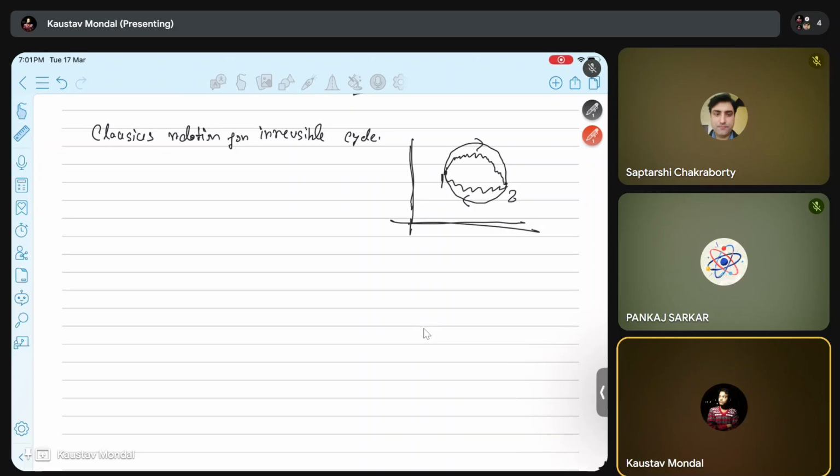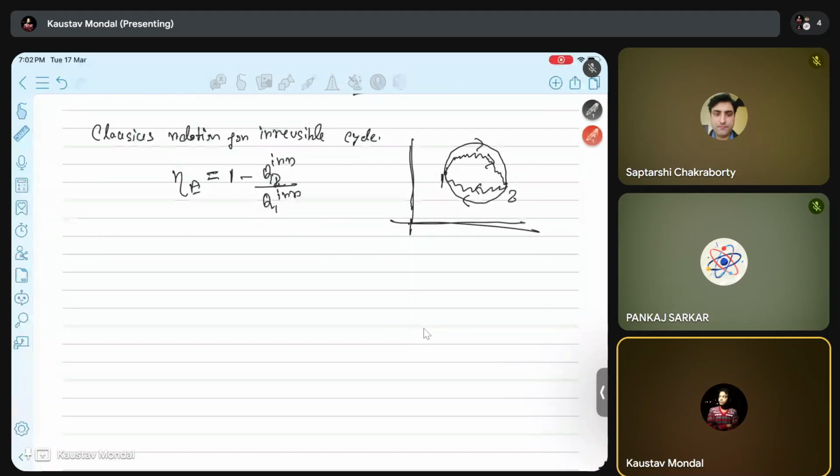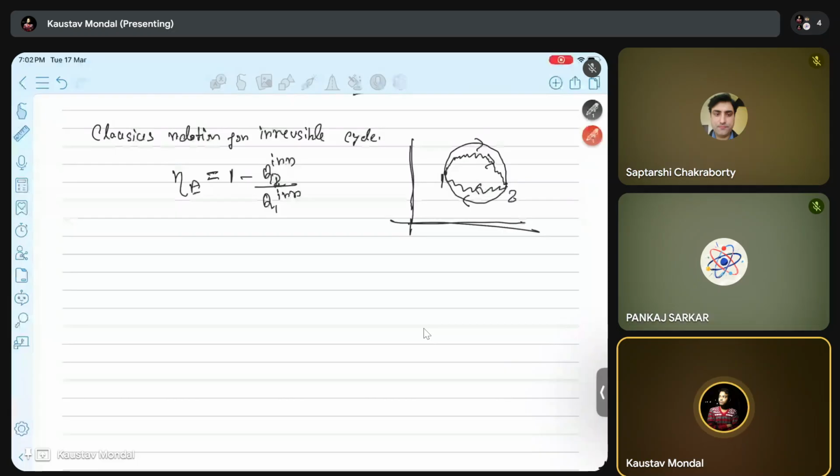Okay, so one is reversible and one is irreversible. So eta E is the irreversible one, let's suppose. In that case, let's denote this efficiency as 1 minus Q2 irreversible by Q1 irreversible. Q2 is basically the heat that is given, moving to the cold body, and Q1 is the heat taken out from the hot body. Okay, and for the reversible one, eta C is basically 1 minus Q2 by Q1.